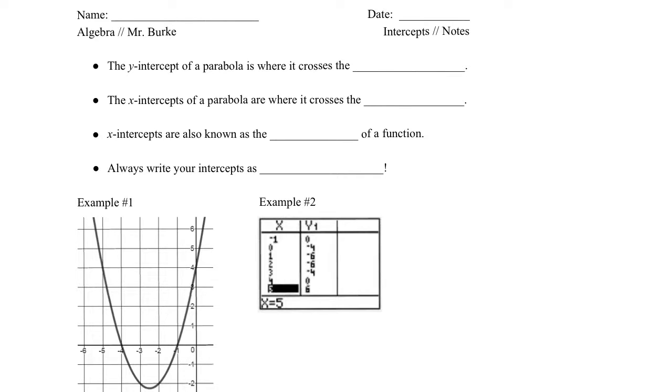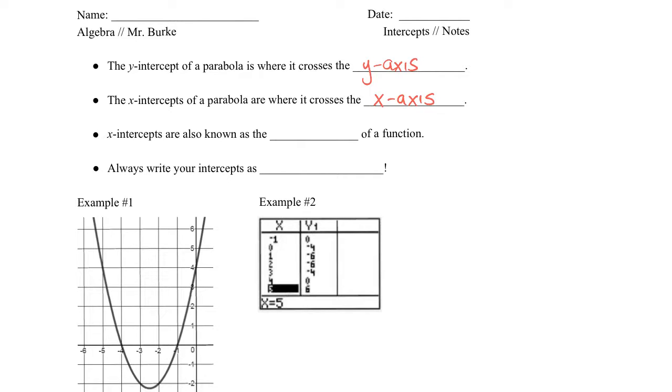So the y-intercept of the parabola is where it crosses the y-axis, just like a line. Okay, we know a y-intercept with a line is where it crosses the y-axis. It's no different for a parabola. So that means that the x-intercepts are where it crosses the x-axis. Okay, and typically with a parabola, it's going to cross in two places. Could be one, actually could be none, but for the purposes of what we're doing right now, we're going to focus on parabolas that cross in two places or one place.